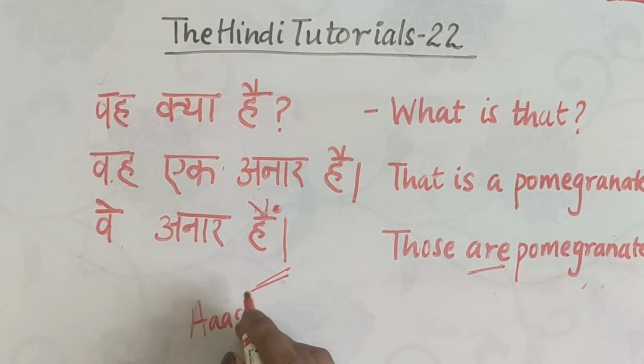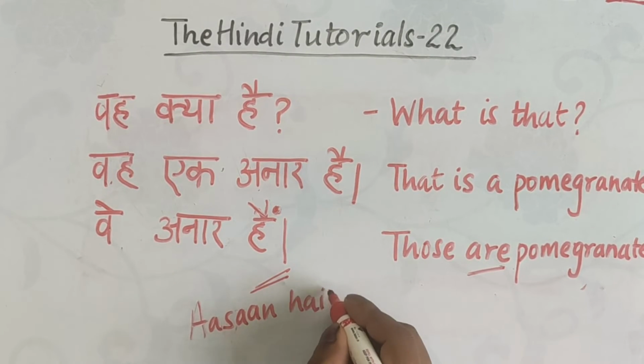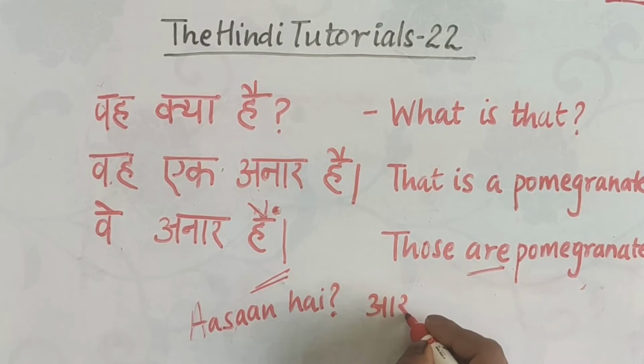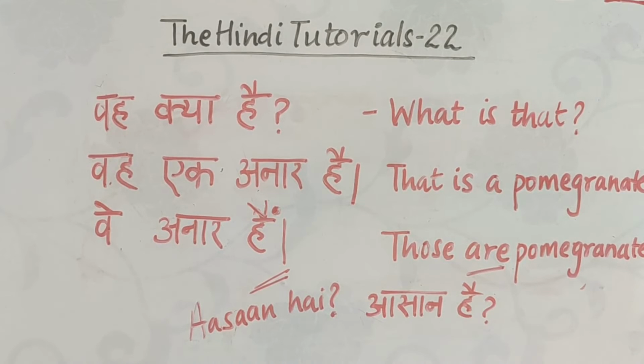Again, I'm asking you. आसान है. Is it easy? हाँ या नहीं? ठीक है. So here we finish our short lesson in which we learned यह, वह, ये, वे and क्या and writing short sentences. ठीक है. Now I'm going to tell you the answers of the homework of tutorial 19.